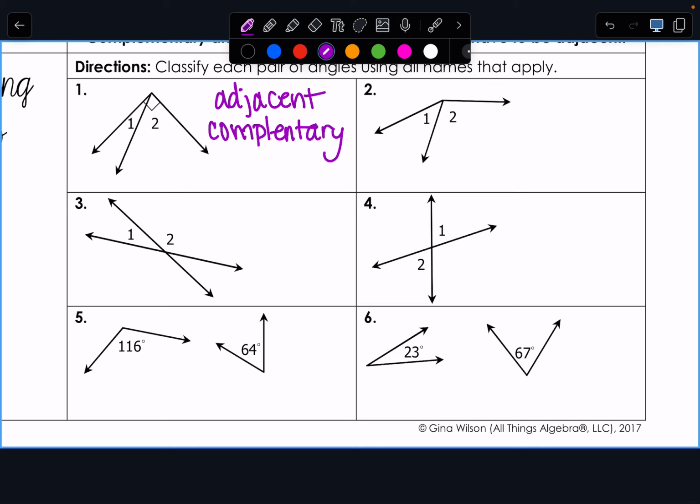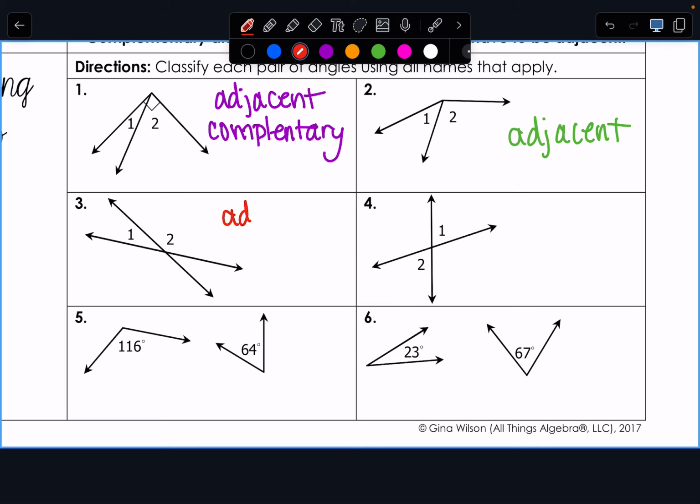Okay, Jace, what do you got for number 2? All right, these 2 angles are adjacent. Are they supplementary? No, they do not make a straight line. But they do share a side, so they are adjacent. Okay, Aubrey, what do you have for number 3? Adjacent.